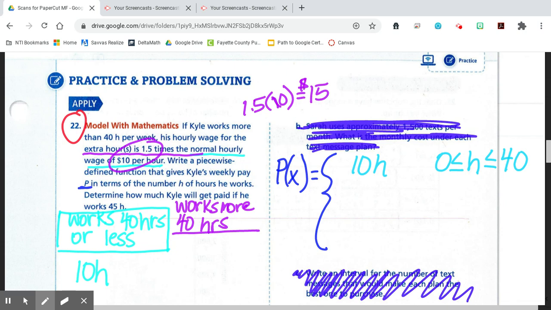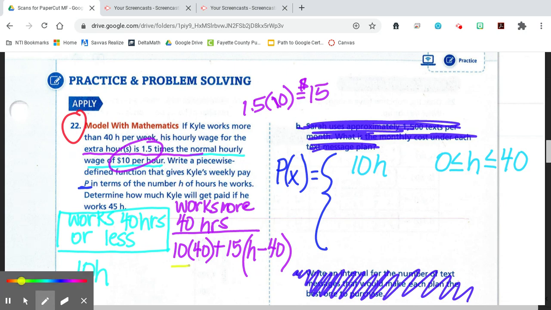So if he works more than 40 hours, he gets the $10 for the first 40 hours that he worked, plus an extra $15 for each hour that he's worked above 40. And so I express that with H minus 40. So again, this means $10 an hour for the first 40 hours. Let me get my yellow out. $10 an hour for the first 40 hours. Then $15 an hour for the hours he worked after 40. So you have to take the number of hours he worked, subtract the 40 that he already worked.